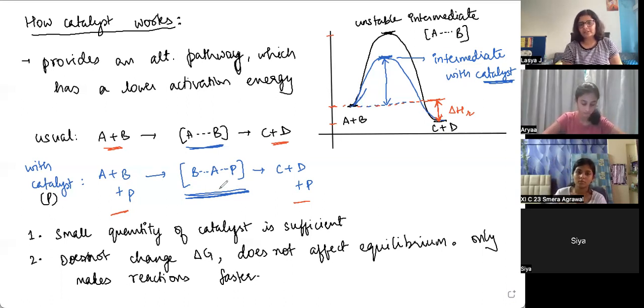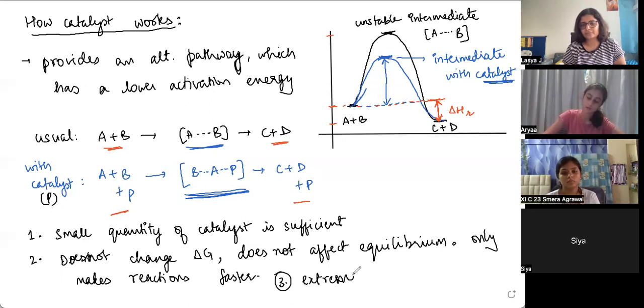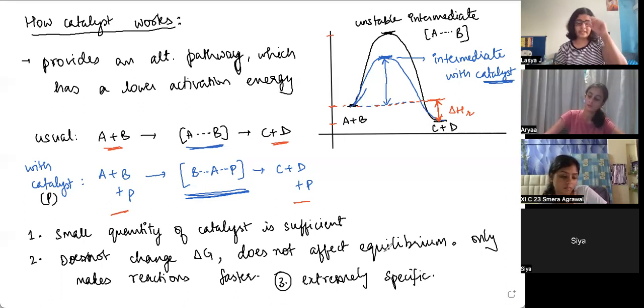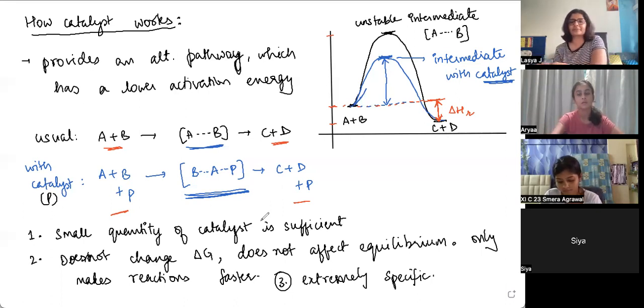Another thing, because it's forming its own intermediate and everything, is the fact that a catalyst is extremely specific. So if you take the same reactants but use a different catalyst, you will get a different product, because the intermediate formed is associated with the catalyst, right? So if a different intermediate forms, it may rearrange into a completely different product. But the catalyst does not take part in the reaction at all. So how will it change the product?